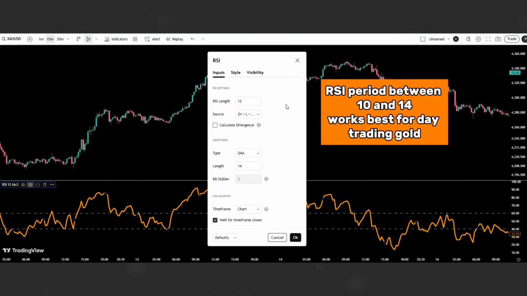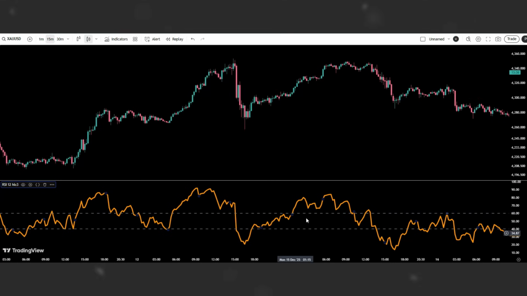For beginners, RSI 12 is the best balance, smooth enough to avoid noise, but still fast enough to catch good entries. Using the wrong RSI period creates noisy signals and leads to bad trades.